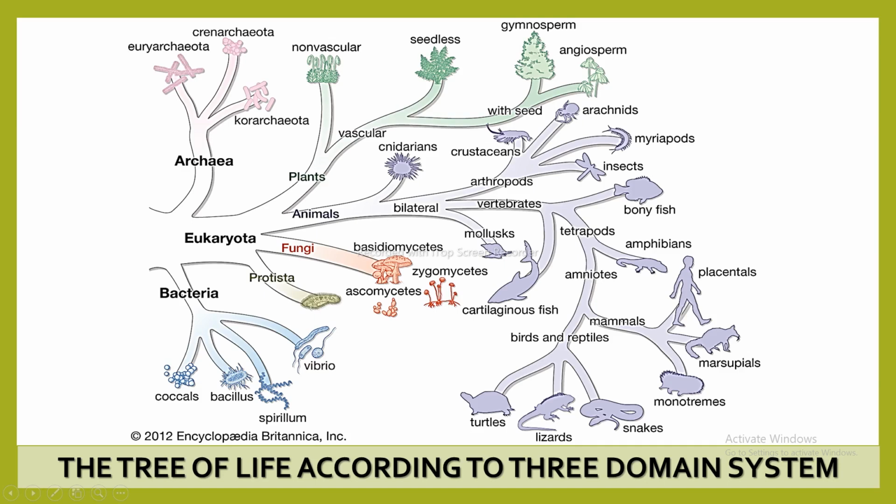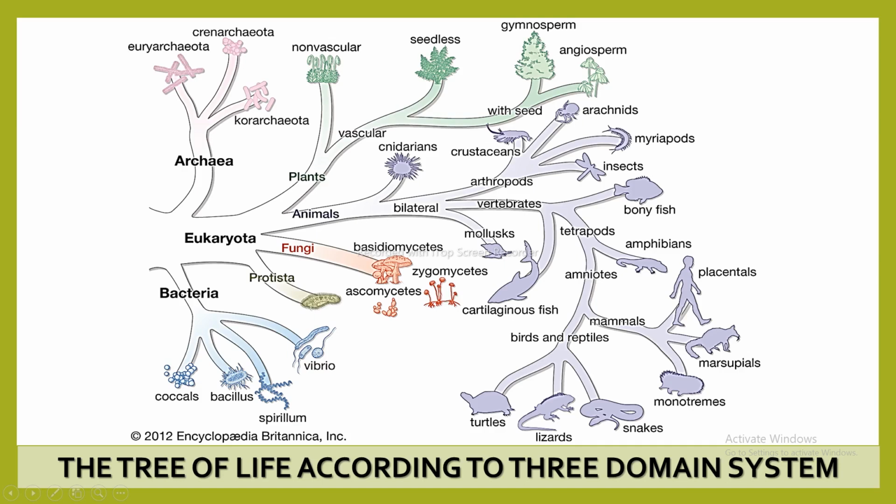On the other hand, animals are divided into the cnidarians and bilaterals. Bilaterals are further divided into the arthropods, and arthropods are further divided into the crustaceans and arachnids and myriapods and insects. On the other hand, the bilaterals are further divided into the vertebrates, and these vertebrates are further divided into the bony fishes. Next are the amphibians, because tetrapods are further divided into amphibians and amniotes.